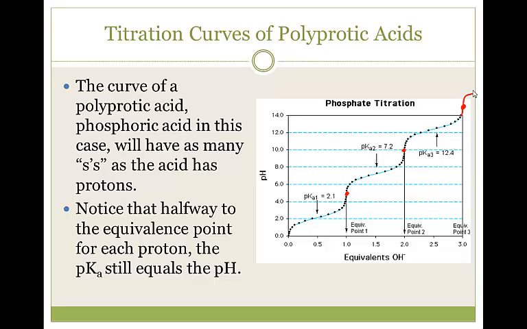And really the only thing we need to realize with this is the characteristic shape of a polyprotic acid, multiple S's, and you can also then of course find the different Ka's or pKa's as a result of being halfway to the next equivalence point at each spot along the way.